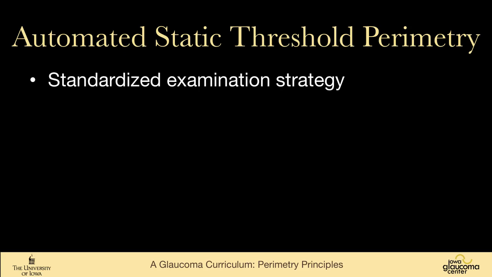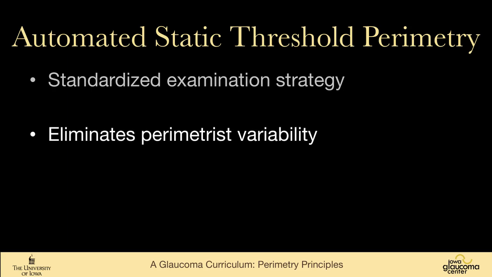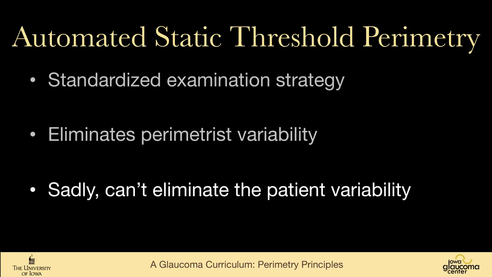A real advantage is that there's a standardized examination strategy, so if I did a field in Iowa City and somebody else did it in Helsinki, it would be exactly the same test. It eliminates the perimeter's variability from field to field, and it takes much, much less skill to do than manual kinetic perimetry. Sadly, it can't eliminate the patient variability.